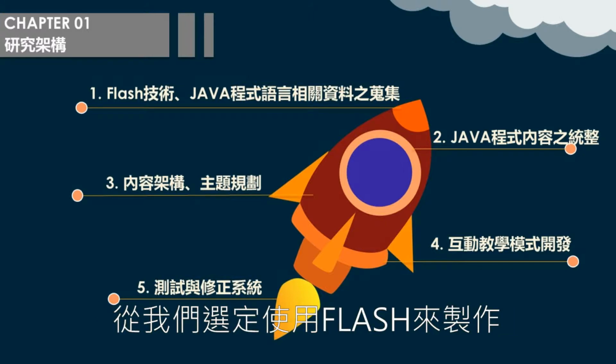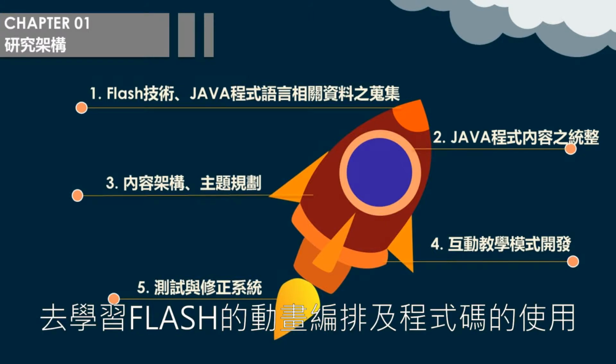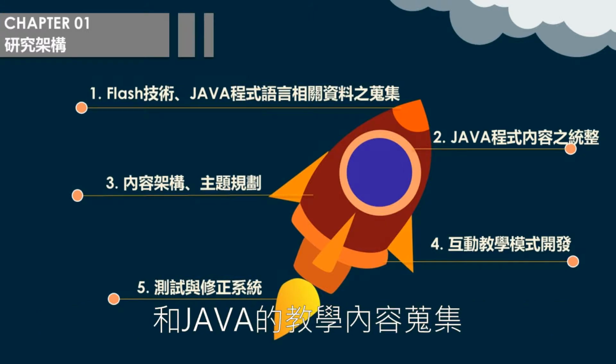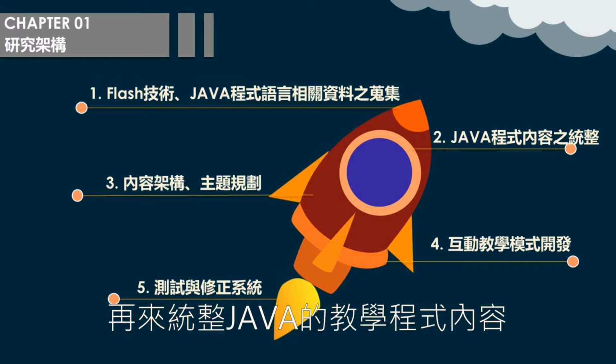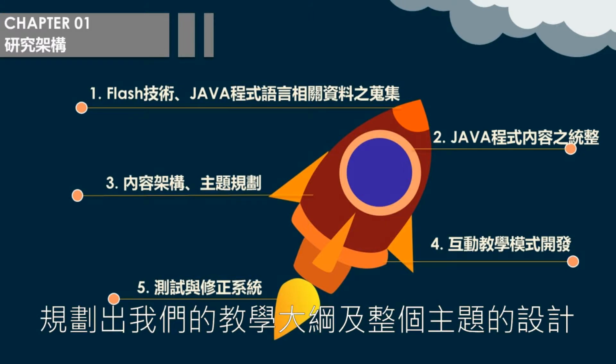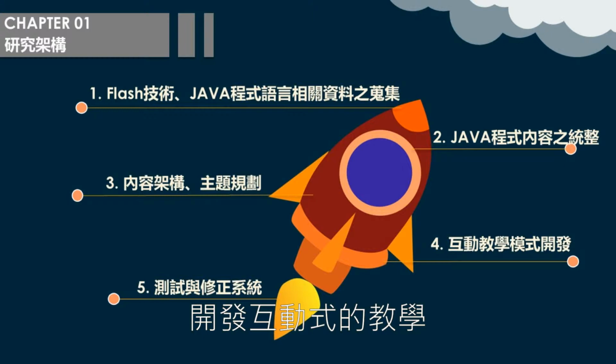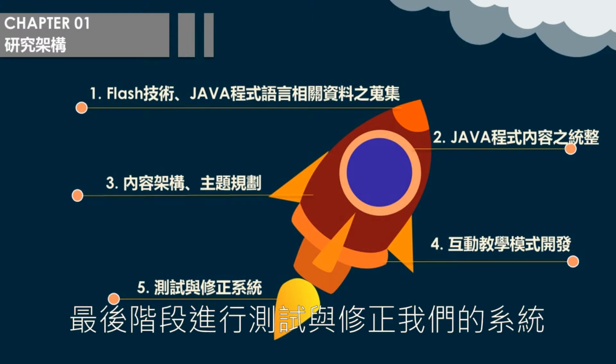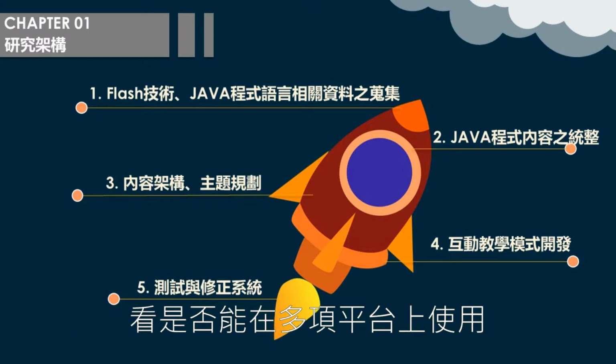We started from choosing Flash as our software, learned to produce animation and code with Flash. Then we selected contents for our Java teaching and integrated the teaching program to plan the syllabus and our theme of design. After that, developing our interactive teaching, and in the final stage, we tested and corrected defects of our system to see if it can run on multiple platforms.